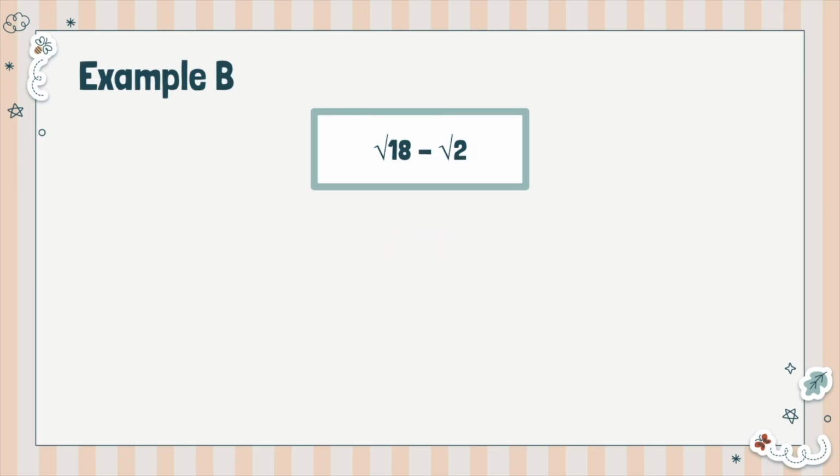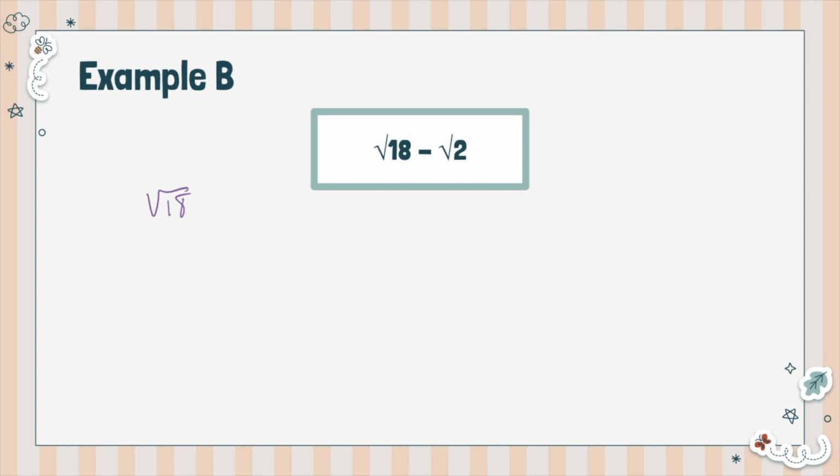So here in example B, we've got the square root of 18 minus the square root of 2. So this time we've got two radicals and we're going to do subtraction. So step one, we have to determine, are they simplified? Well, radical 2 is simplified, but radical 18 is not. So I first got to simplify radical 18 before I can go any further.